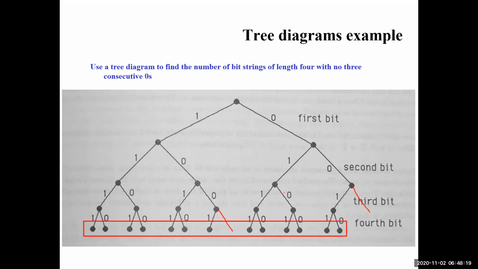So if we just count the number of leaves now, that is the total number of strings that can be generated which do not have 3 consecutive zeros. So 1, 2, 3, 4, 5, 6, 7, 8, 9, 10, 11, 12, and 13. So there are 13 strings that can be generated with no 3 consecutive zeros among all the strings of length 4.